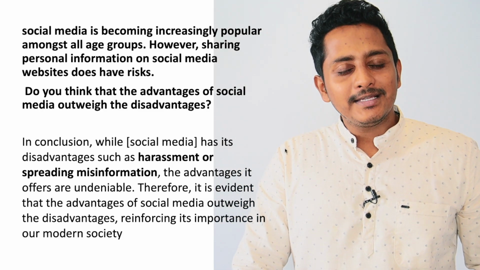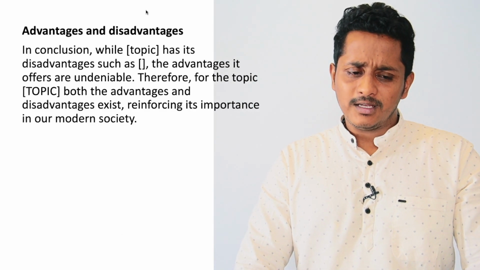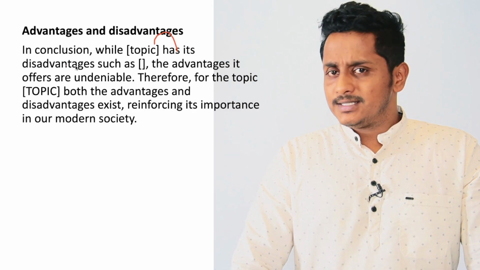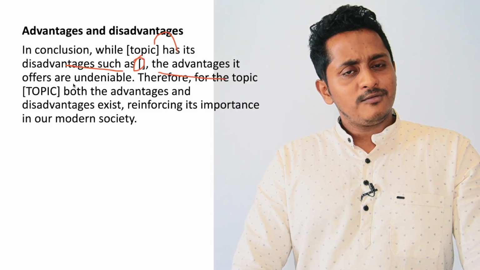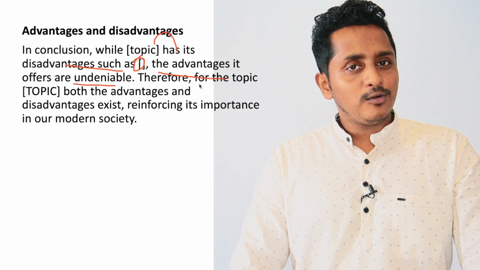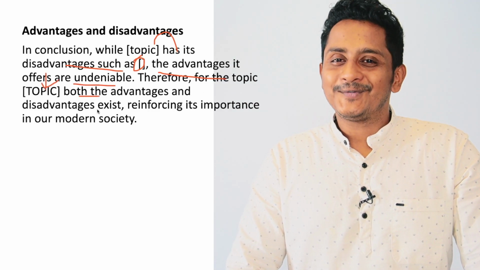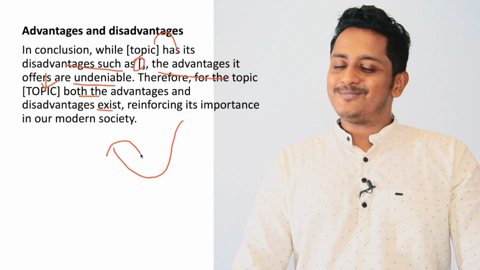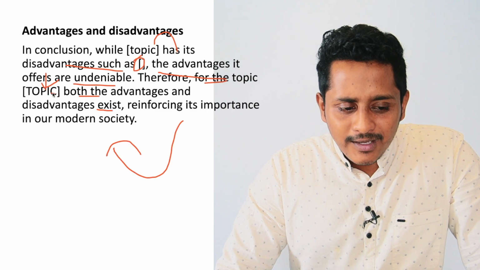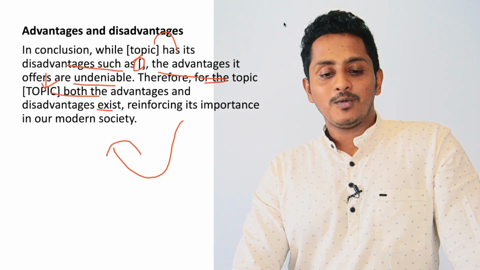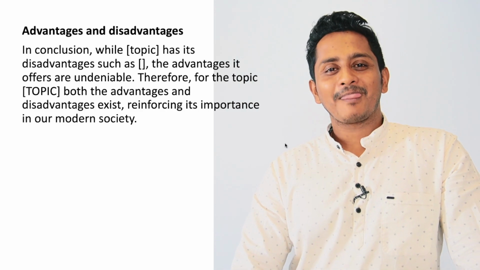Now we go to advantages and disadvantages for the same question, let's say. While social media has its disadvantages such as harassment and so on, the advantages it offers are undeniable. Therefore, for the topic, the rise of social media, both the advantages and disadvantages exist, reinforcing its importance in our modern society. The same template, a little bit tweaked here. Instead of writing the outweigh part, we wrote it as both the advantages and disadvantages.